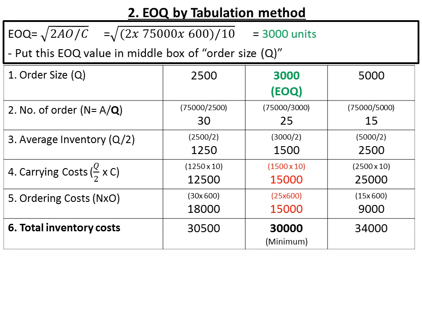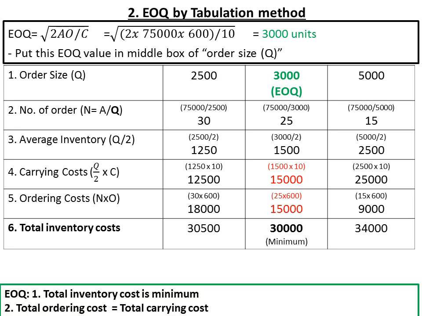Now we can calculate the carrying cost, Q upon 2 into C. That is 1250 into 10 equal to 12,500. And the next one is 1,500 into 10 equal to 15,000 rupees. And 2,500 into 10 equal to 25,000. These are the carrying costs, meaning the rupee value. These are not the unit value, and these are not the quantity. These are carrying costs, meaning the monetary value.